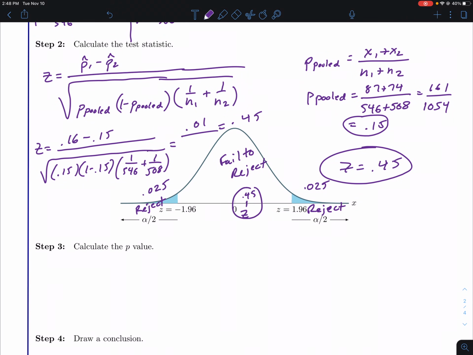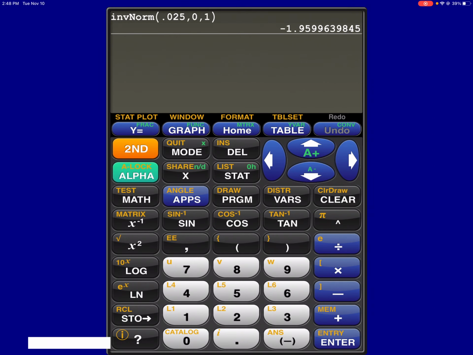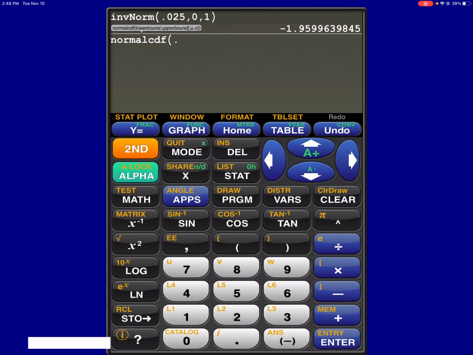In this case, since our z-score is positive, that means I want to do the upper bound. So I'm going to make the 0.45 the lower bound for my normal CDF. So normal CDF, 0.45 comma 100,000 comma 0 comma 1, and then type this in the calculator and we'll see what our p-value is.